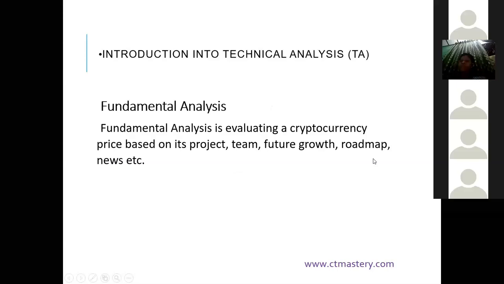Now, fundamental analysis is evaluating a coin based on the price, the project, the team involved, if they have a track record or if they are people of reputation. We look at the future, we look at the roadmap of that project to see if it is really a project that is worth something. Then we look at news and some other things to actually buy that coin. So that is basically fundamental analysis.